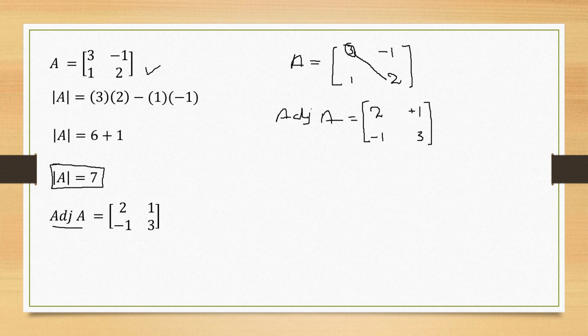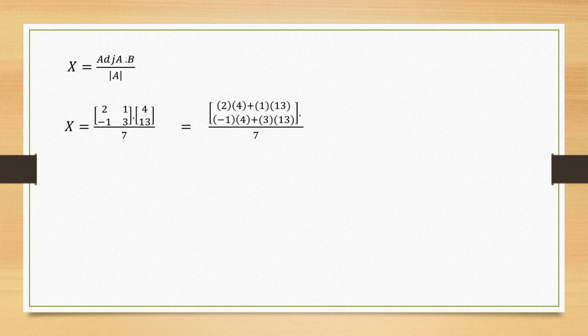Okay dear student, now this is determinant of A, and this is adjoint of A. So both the values we will put in the formula to find out the value of X. So here X is equal to, I write down this equation again, adjoint of A. In the previous slide we found adjoint of A, so this is adjoint of A, this is the value of B, and then divided by 7, which is determinant of A.